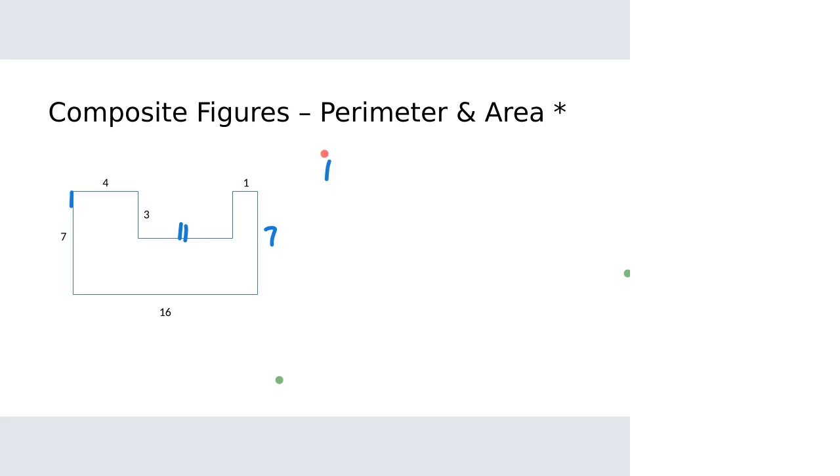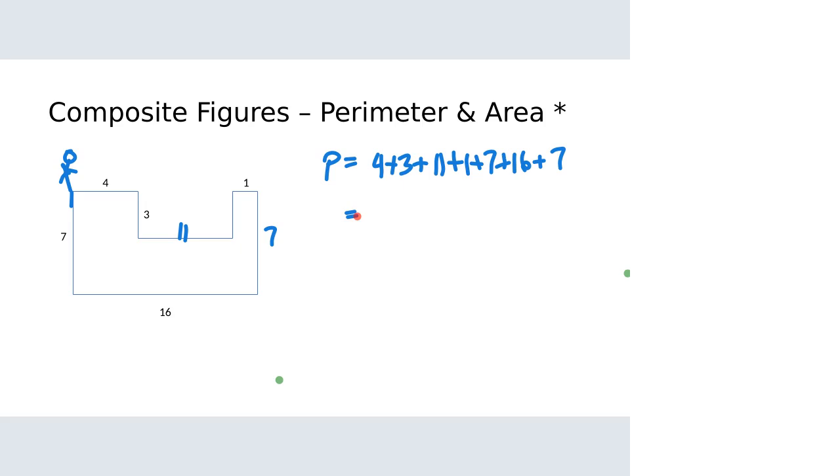And so for our perimeter, I'm going to imagine myself starting here in the top left and walking around. And that's 4 plus 3 plus 11 plus 1 plus 7 plus 16 plus 7. Then we'll add all those together. 4 plus 3 plus 11 plus 1 plus 7 plus 16 plus 7.